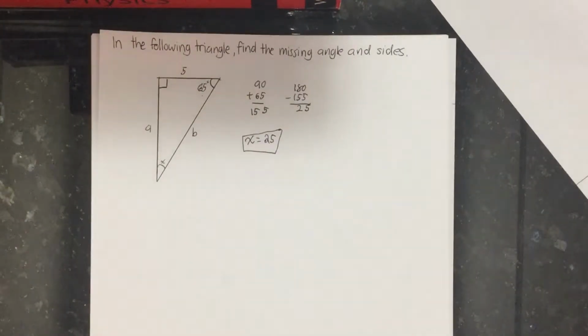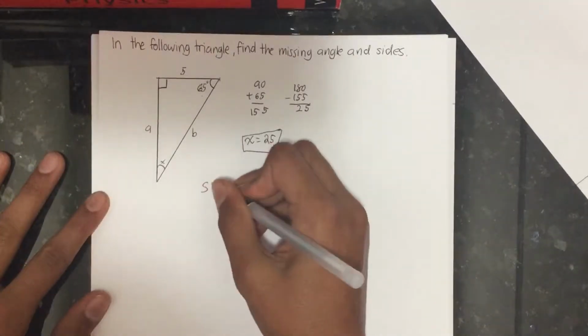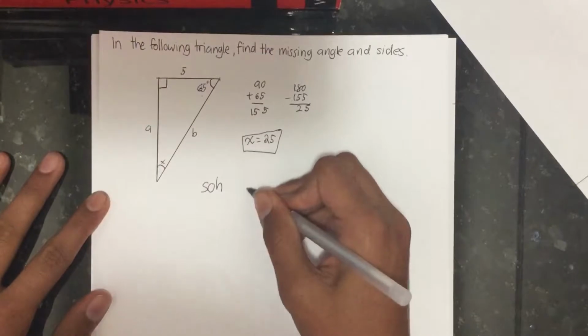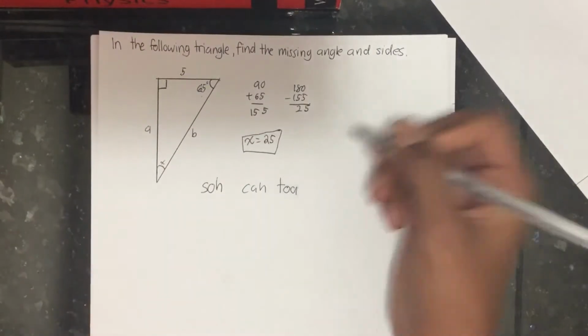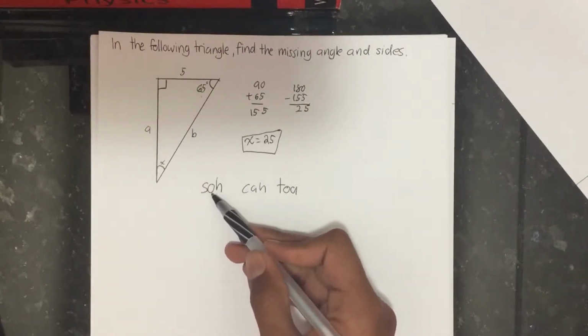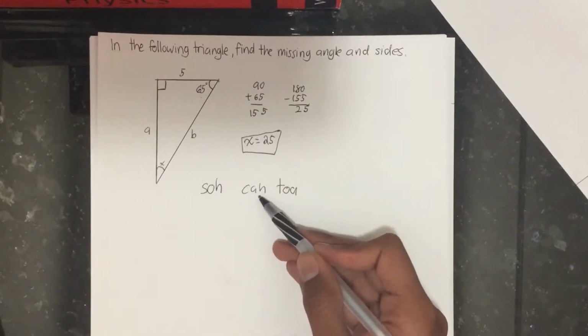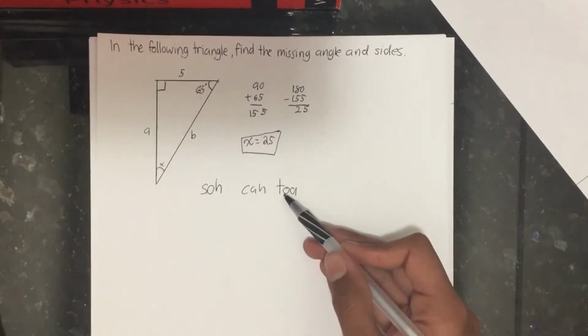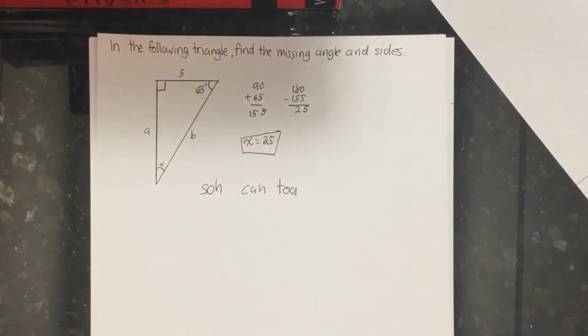So here we're going to use some of SOHCAHTOA, which we learned in the previous videos. So I'm bringing back our old friend here, SOHCAHTOA. And let me just briefly recap it. So sine is equal to opposite over hypotenuse, cos is equal to adjacent over hypotenuse, and tan is equal to opposite over adjacent. So we're going to be using this to find out our sides.